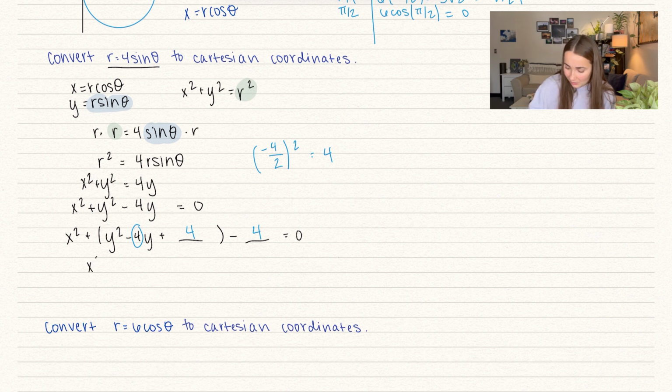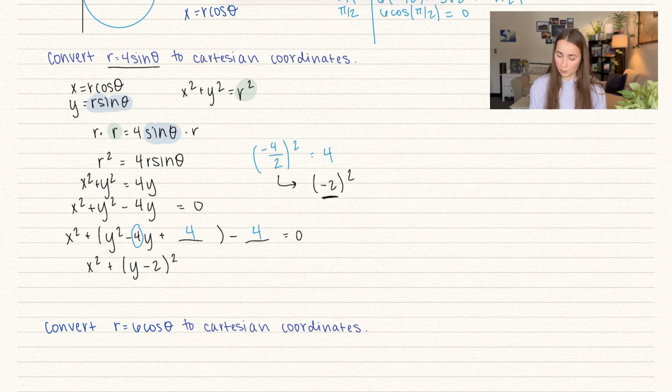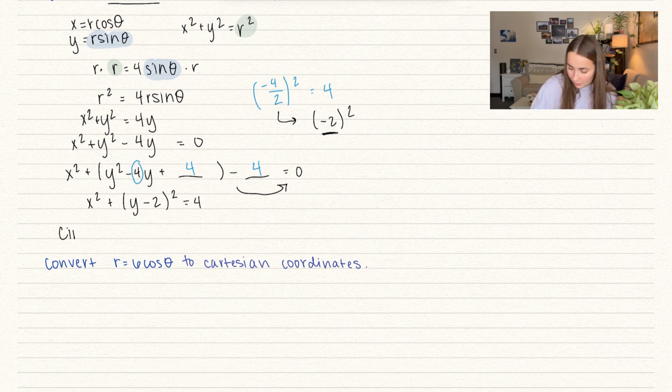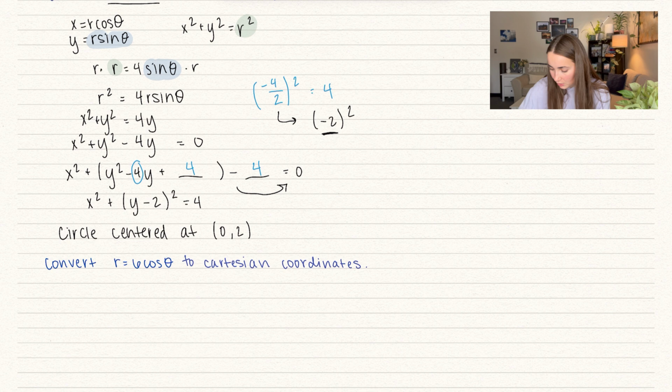So here we get x squared plus, and this is going to be y minus 2 squared. Whatever value you get in here, so this is negative 2 squared, that's going to be the perfect square that we're working with. So we get y minus 2 squared, and what I'm going to do is I'm going to add that 4 over, is equal to 4. And this here we can write out, right? This describes a circle centered at the point 0, 2, with a radius of 2.